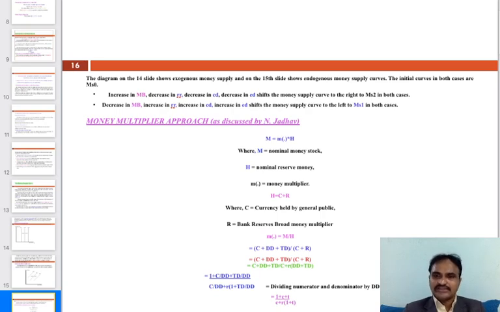So you can simplify all these equations from the previous one. Now you can write the equation as 1 plus C upon DD plus TD upon DD, upon C upon DD plus R upon DD plus 1 plus TD upon DD. C upon DD means currency, TD upon DD means time deposits, and R means required reserve ratio. Dividing the numerator and denominator by DD, you can find the equation. So 1 plus C plus T upon C plus R plus 1 plus T. This is the final equation after simplifying all these equations.